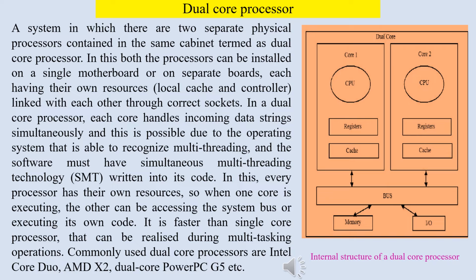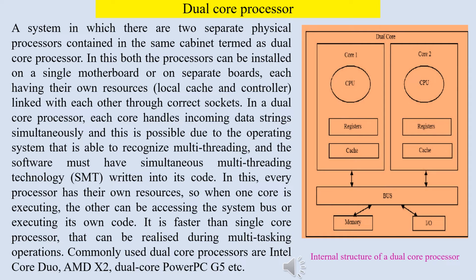Next is dual core processor, a system in which there are two separate physical processors contained in the same cabinet, termed as dual core processor. In this, both the processors can be installed on a single motherboard or on separate boards, each having their own resources like local cache and controller, linked with each other through correct sockets.